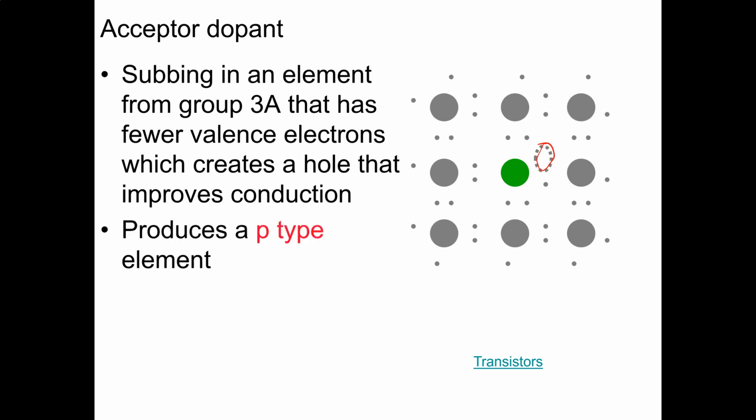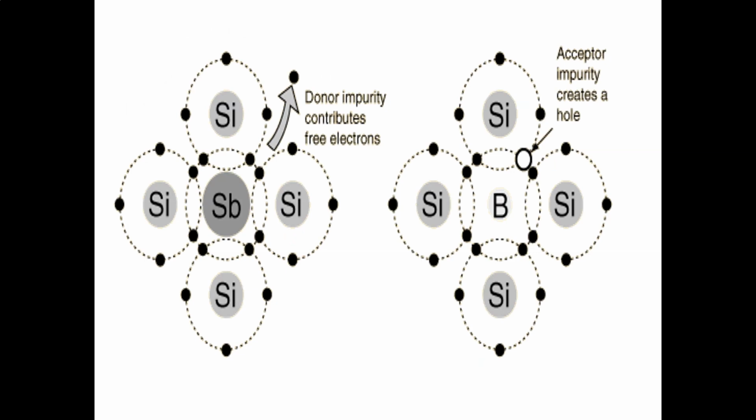This is called a p-type, in case you're wondering. So both of them, n-type, p-type. What you really need to know: n-type is going to be the one that has group 5A, and p-type is the one that involves group 3A. That's pretty much the gist of what you want to know.